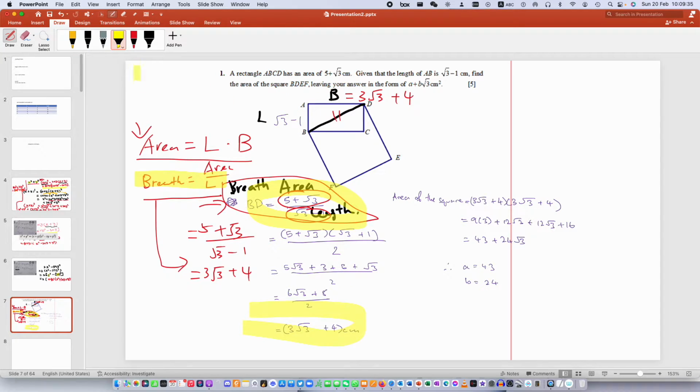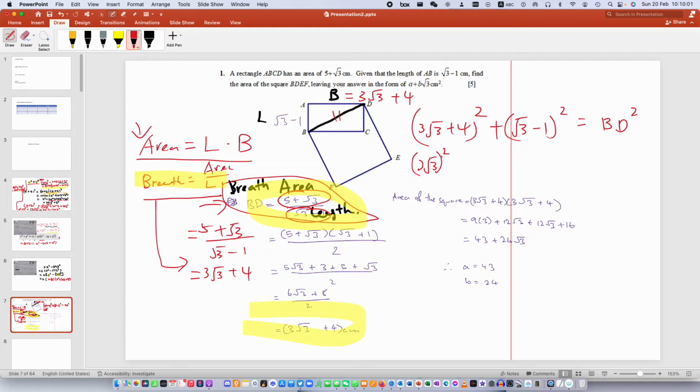So once you get this, then you make use of the Pythagoras Theorem. So it's this square plus B square, if I still remember, equals to BD square, right? So never skip this step. Okay? Then of course you should know what to do, right? So you just square.